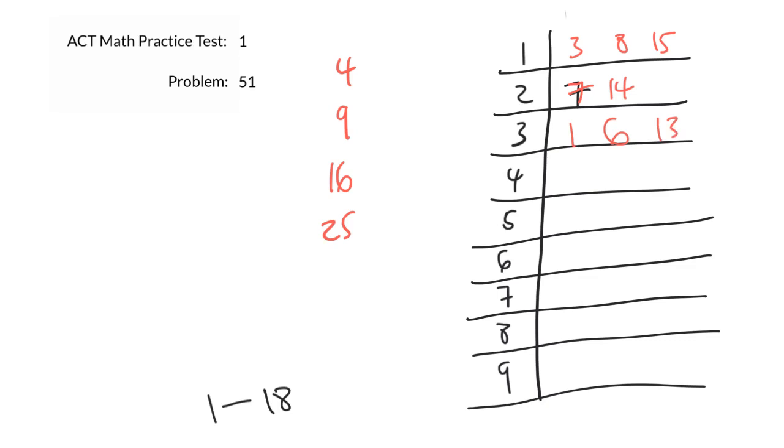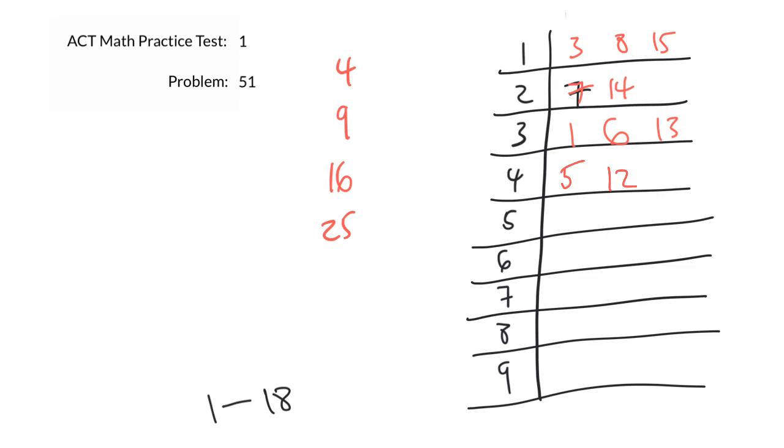3 plus 13 would give you 16. And we don't have to worry about 25 because 3 plus 22 would give us 25. And once again, our range is all the numbers between 1 and 18. And 4 plus 0 would give you 4, but 0 is not an option, so 4 plus 5 would give us 9. 4 plus 12 would give us 16. And 4 plus 21 would give us 25, but once again, we don't have a 21.